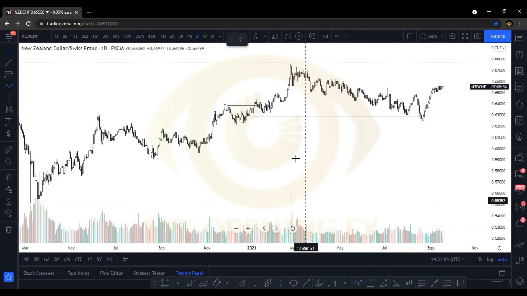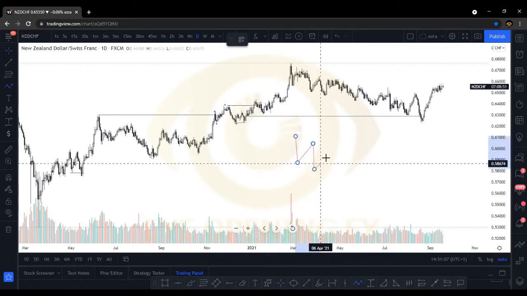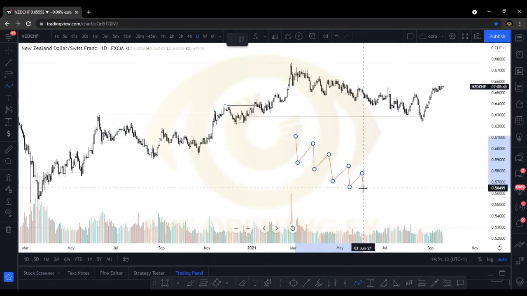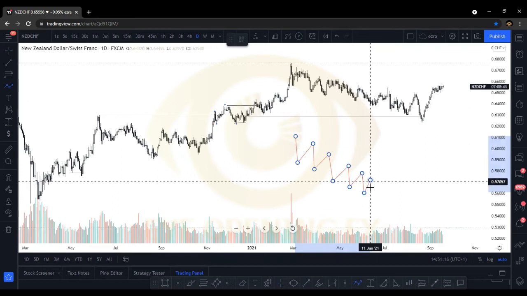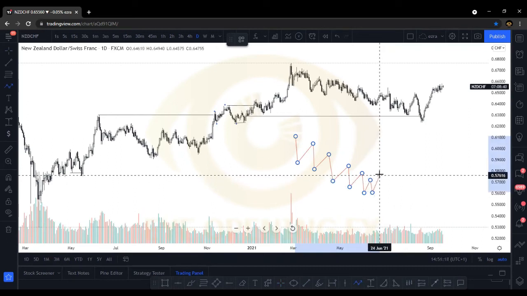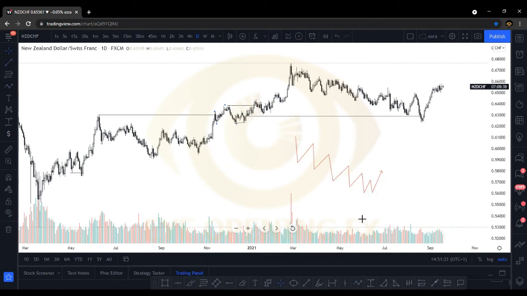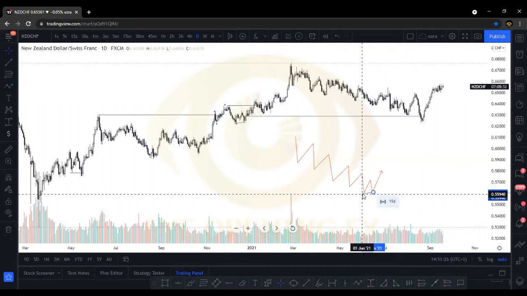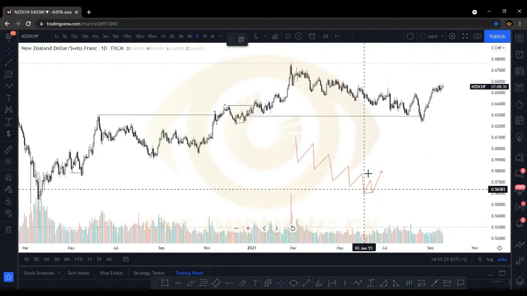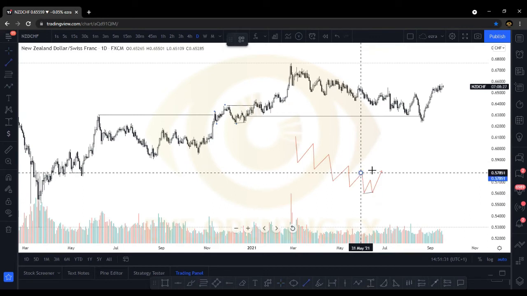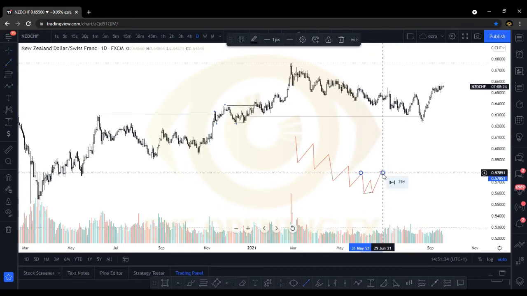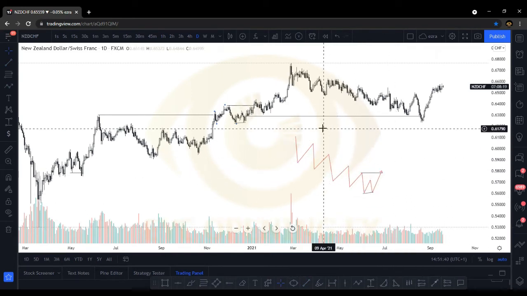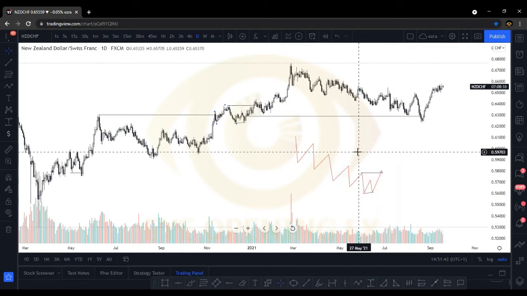Let's take, for example, market is on a downtrend. Lower low, lower high, lower low, a lower high, a lower low, a lower high, then a lower low. Before breaking structure, it formed an SMS here, a shift of structure here, before breaking structure to the upside. So this is what we call an SMS, and that is what market formed here.